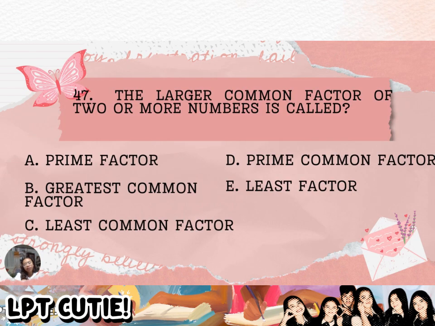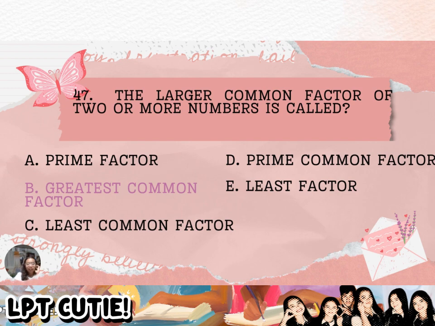So next question. The larger common factor of two or more numbers is called letter A, prime factor. Letter B, greatest common factor. Letter C, least common factor. Letter D, prime common factor. Or letter E, least factor. The answer is B, greatest common factor, since we are looking for the larger number.